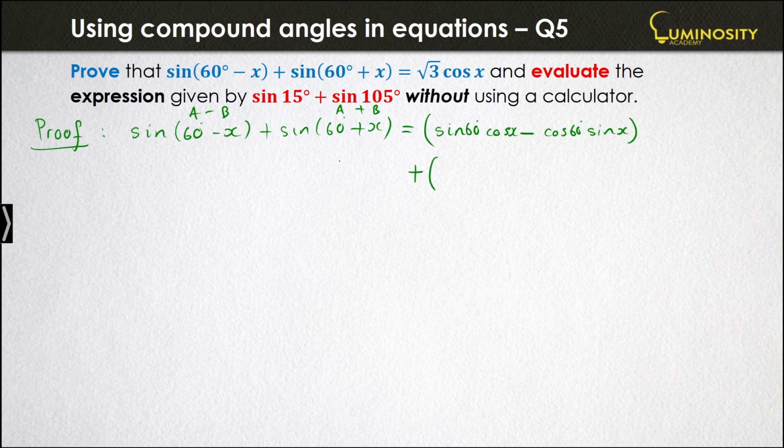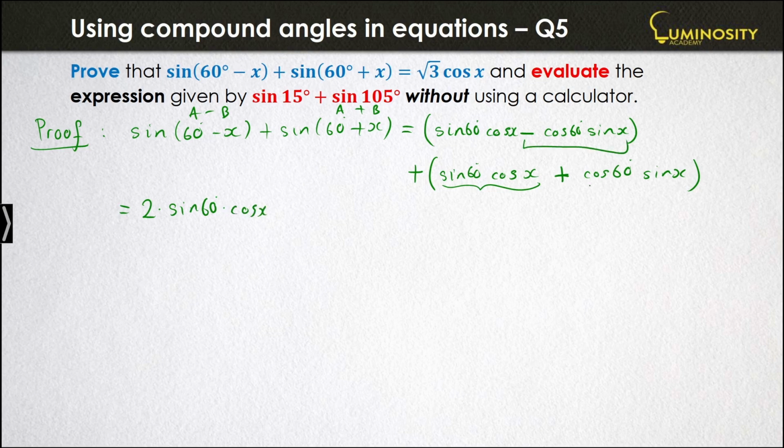Plus, now for sine of a plus b, again, it was sine cos plus cos sine. The angles as you saw them, 60 degrees and x, 60 degrees and x. And because of the plus sign, it becomes a plus in the middle. So simplifying now. Sine 60 and cos x, and I have a plus sine 60 cos x here. So I have two amounts of sine 60 degrees times cos x. Then I have a negative cos 60 sine x and a positive cos 60 sine x. So those will cancel each other out. So I'm just left with this expression here.